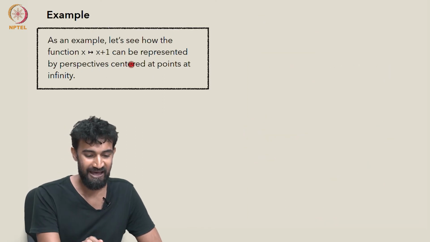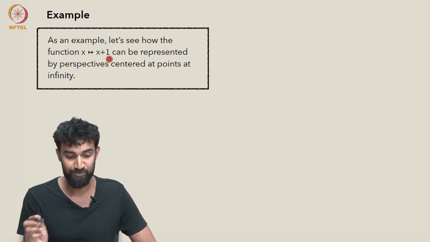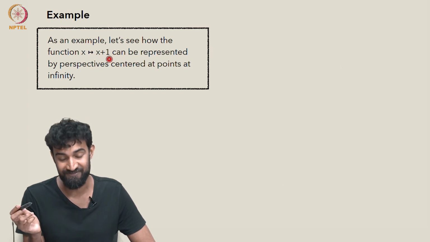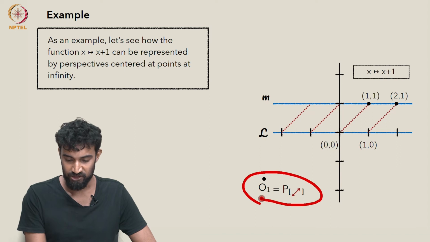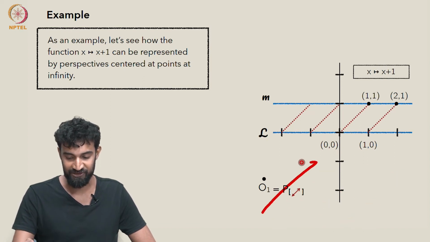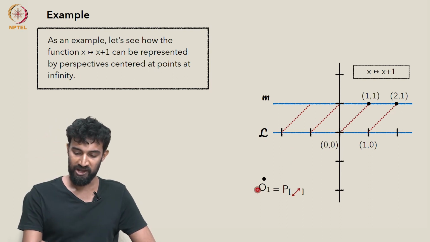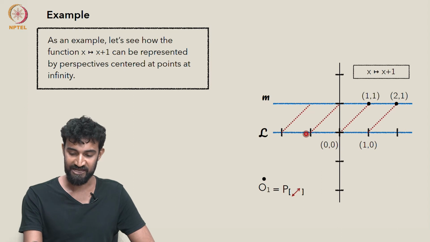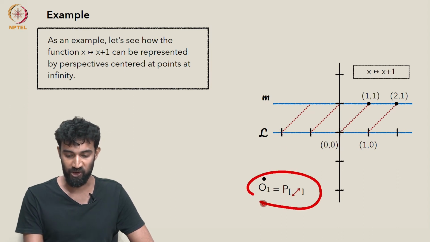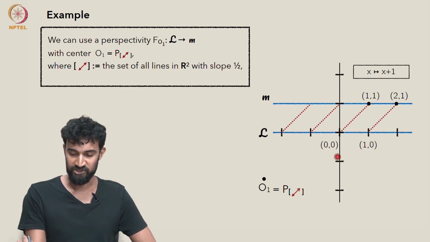So let's see an example, and let's see how this function x goes to 1 over x, this translation function, can be represented by perspectivities centered at points at infinity. So here's a point O1 at infinity. It's just a point at infinity corresponding to these 45-degree angle lines, that family of lines that has that angle. And how is that going to act on the line L? If we think of a perspectivity centered at O1 from L to M, what is that going to look like?